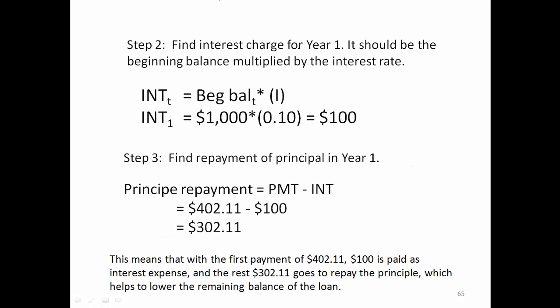Next, we find the interest charge for year 1. This should be the beginning balance multiplied by the interest rate. So we started with a $1,000 balance with a 10% interest rate. That means the interest expense in the first year is $100. And since we are paying $402.11 as the payment every time, for our first payment, our principal portion of the payment is $302. This is after subtracting the $100 interest expense from the total payment.